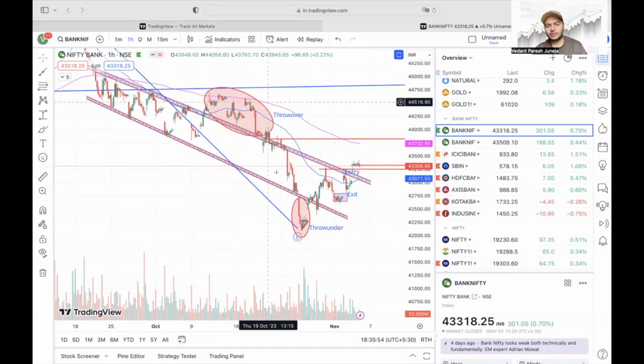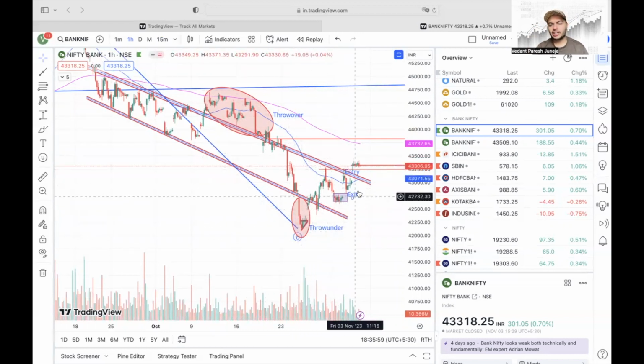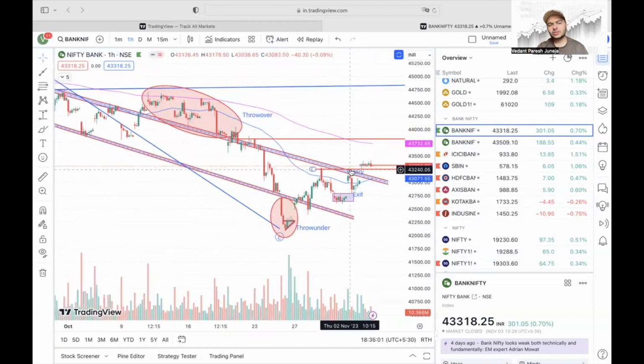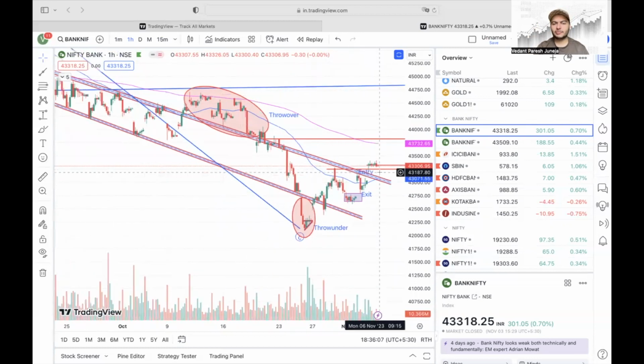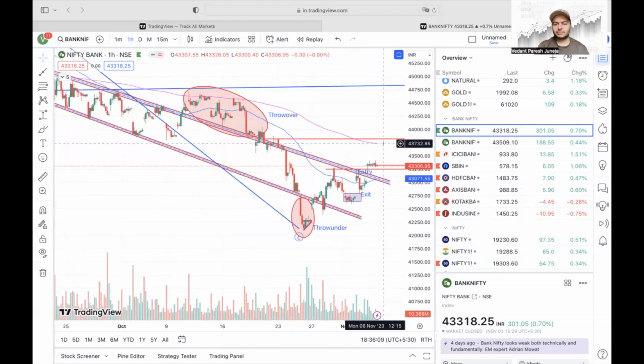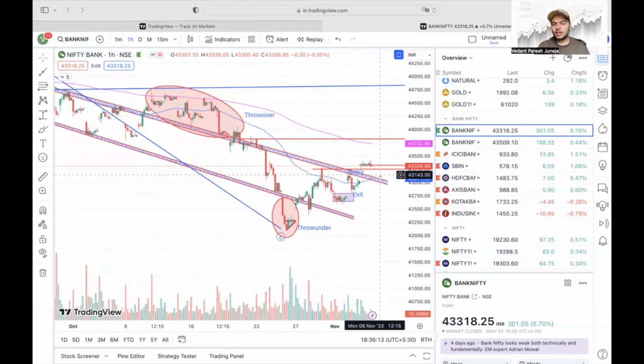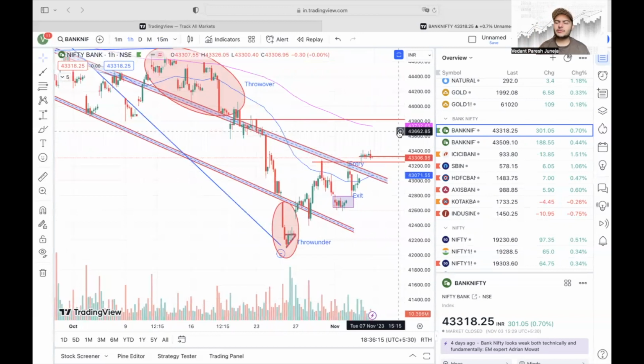So we saw a throw over, we saw a throw under, and then we started to make higher highs, higher lows. So now we have again broken above this channel. So until and unless we are above this channel, I won't take any bearish bets. Bearish bets in the sense I won't be aggressively short on the market. You can do some vertical spreads, some sideways spreads for the expiry, but not aggressively short.